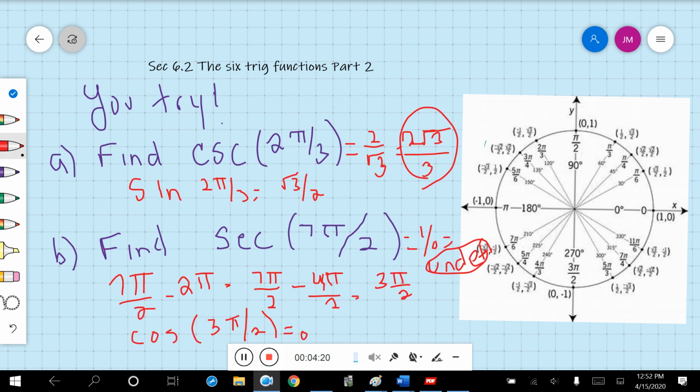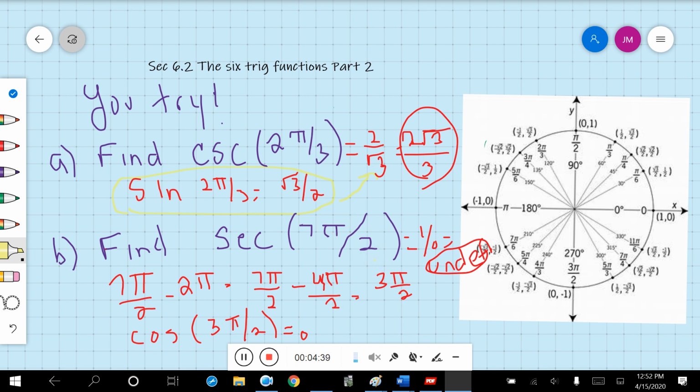Okay, so to find the cosecant of 2 pi over 3, the first thing I must do is find the sine of 2 pi over 3, which is root 3 over 2. So then I have to reciprocate that to be 2 over root 3. Rationalizing it would be 2 root 3 over 3.